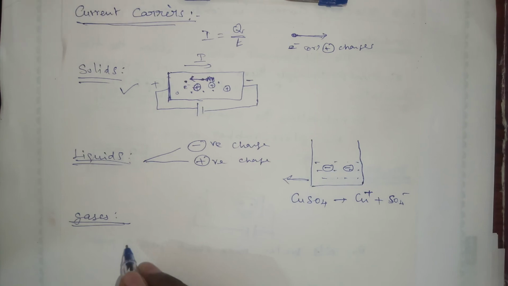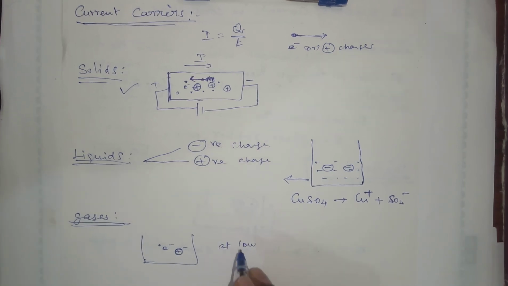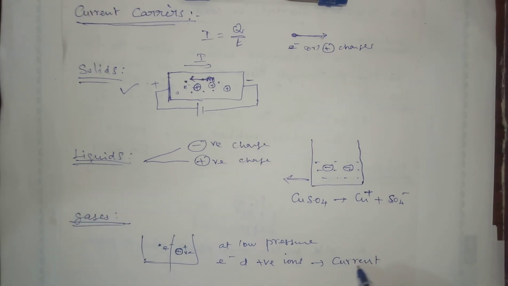Then the third category is gases. In gas materials, free electrons are there, and at the same time positive ions are there. If the gas is ionized at very low pressure and special conditions, then the electrons and positive ions are there. So in gases, both electrons and positive ions are the charge carriers, that is, current carriers.